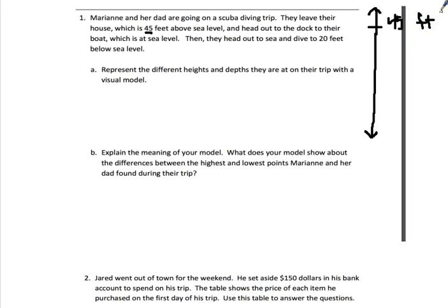Okay, 45 feet. And this is their house. I'll put an H here for house. Then they go to the boat. The boat is at sea level, so that's 0. Put a B here for boat. And then they dive down 20 feet, so this is negative 20. And this is where they went diving, so D for diving.